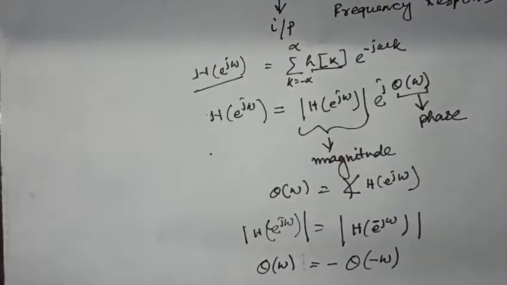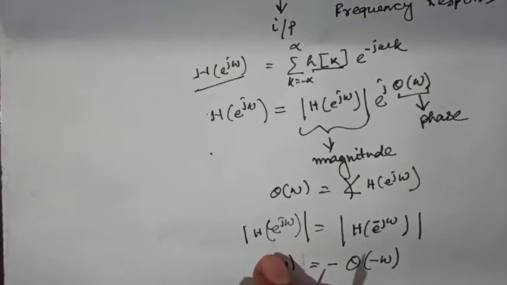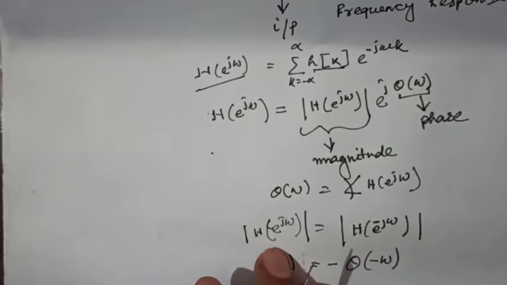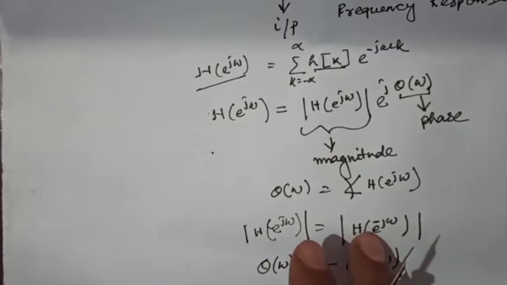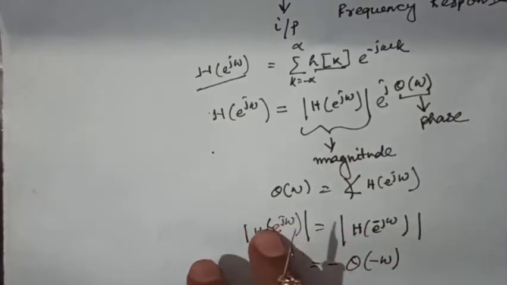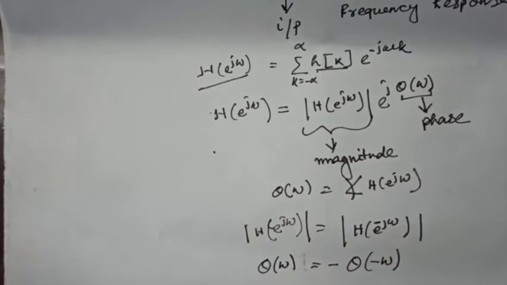Also, from the DTFT we already talked about this: the DTFT is periodic. In this case, the frequency response H of e to the power j omega, which is nothing but the discrete time Fourier transform of the impulse response, has even symmetric magnitude, odd symmetric phase, and is periodic with period twice pi, that is any integer multiple of twice pi, k into twice pi.